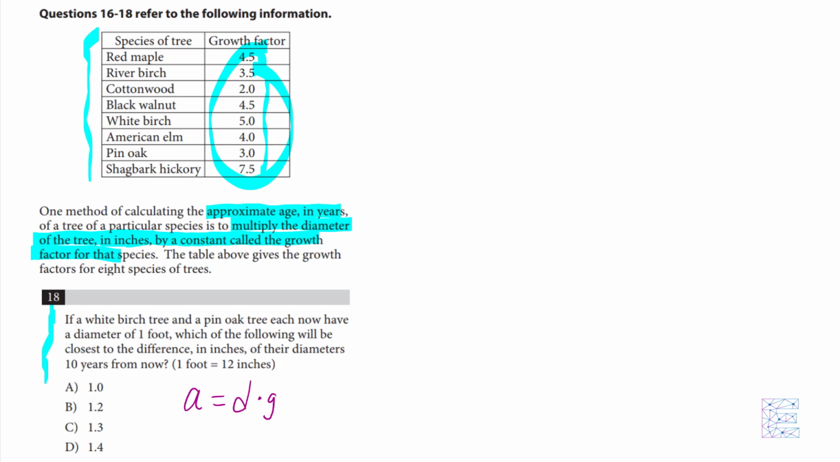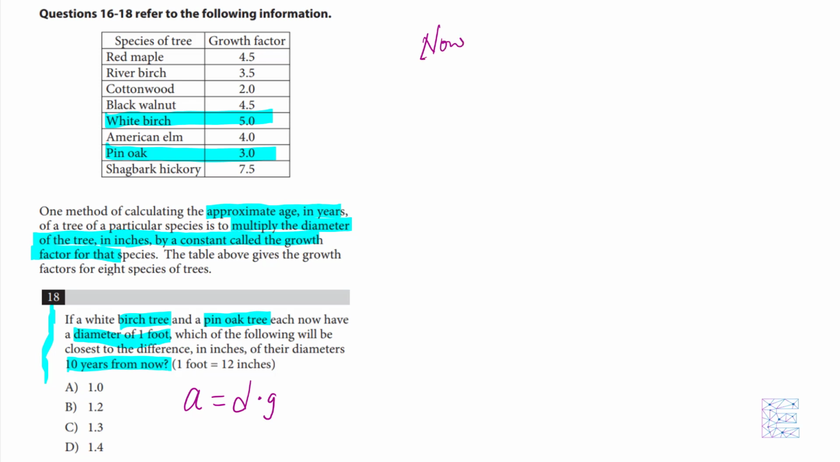Looking at this question, we have 2 trees. The first tree is a white birch, so we're looking at this one right here. And then we'll also look at the pin oak tree. Based on that information, we are given the diameter of those trees in current times: each tree is 1 foot wide. But then the question is about 10 years from now. So this is a multi-step problem. I think we can solve it this way. Let's start off by figuring out the age of the trees right now.